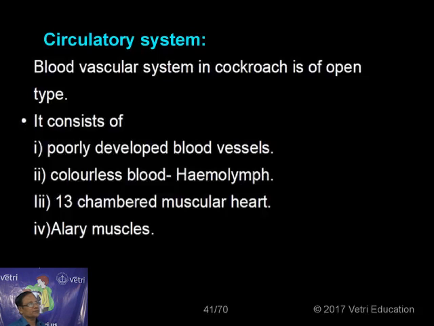Now about the circulatory system. In the case of cockroach, or generally in the case of arthropods, the circulatory system is of open type. One example of arthropods is the insect, and in insects the circulatory system is of open type. The meaning of that is there are no blood vessels. The blood is not flowing through blood vessels. The blood is contained, or stored, in the body cavity. Such a body cavity is called hemocoel. The blood-filled body cavity is called hemocoel. We have studied this already in the general characters of arthropods. So that is what is known as the open type of circulatory system.